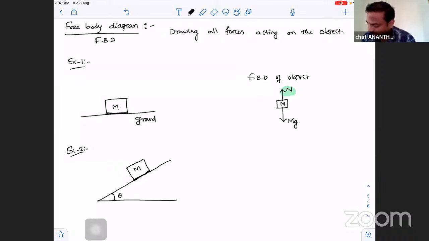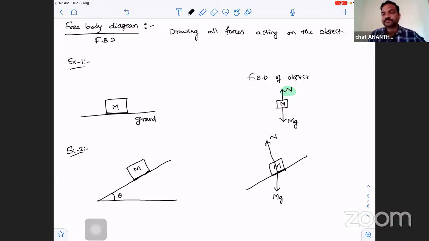So on the inclined plane, there is a block of mass M. Then mg will act vertically downward. And how does the normal reaction act? See here again, what is our subject? What is our target? Our target is only the block. So we have to draw the forces acting on the block only. So the normal reaction acting on the block is something like this. This is the normal reaction.